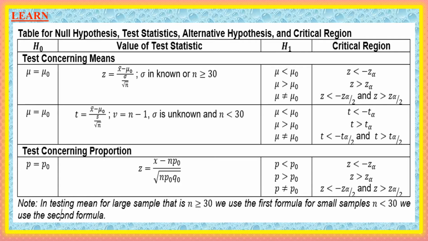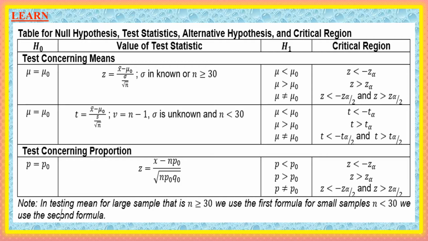We have here the table for null hypothesis, test statistics, alternative hypothesis, and critical region. So for test concerning means, we have 2 formulas. The first one is test of hypothesis concerning means if your n is greater than or equal to 30. So our null hypothesis is mu equals mu null. So our formula is z equals mean minus mu null divided by standard deviation over square root of n.